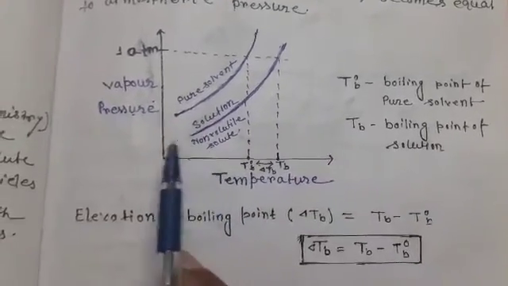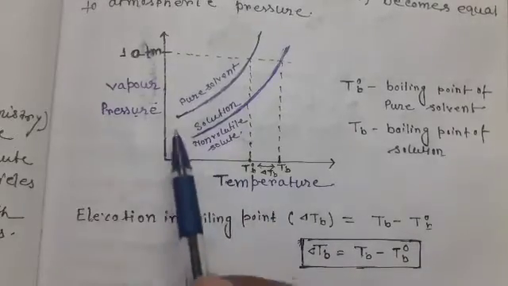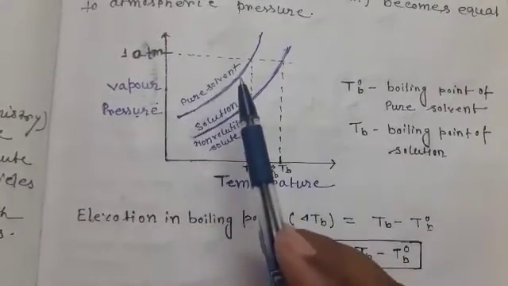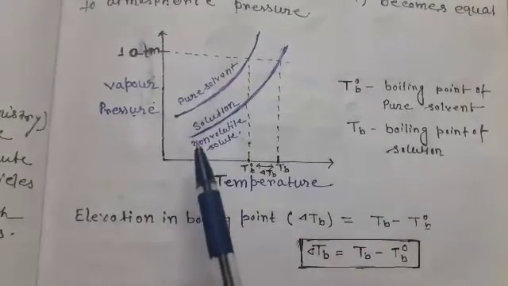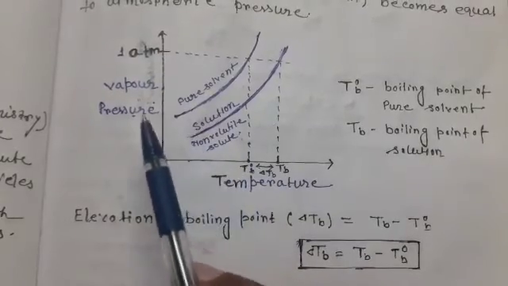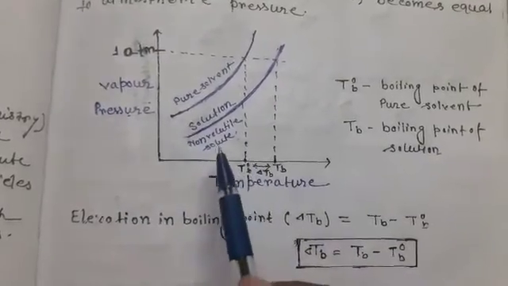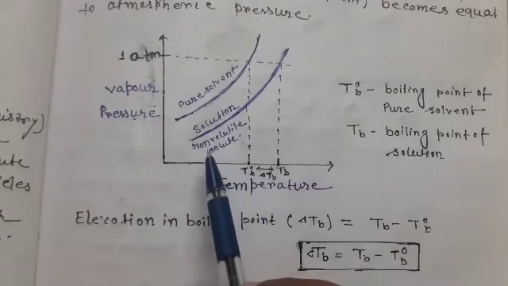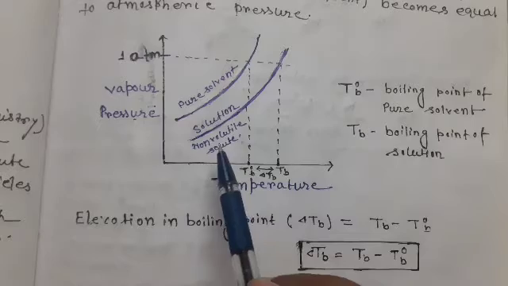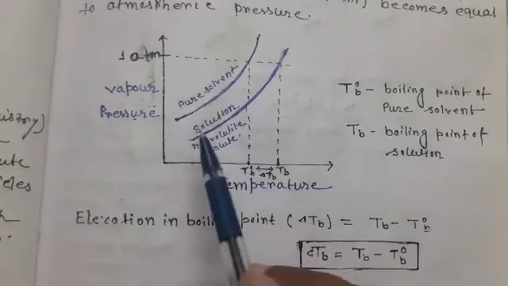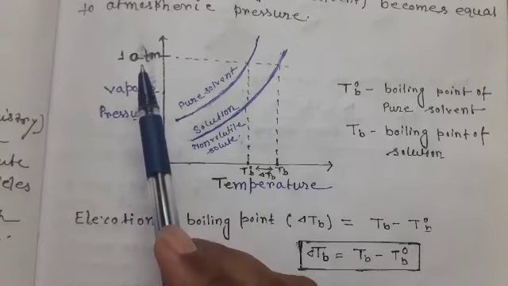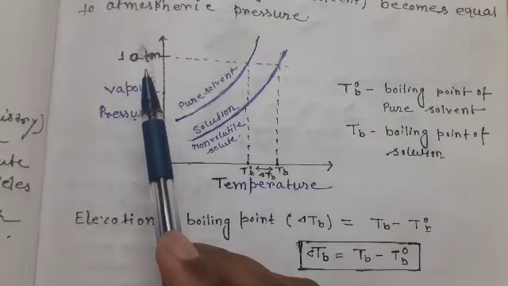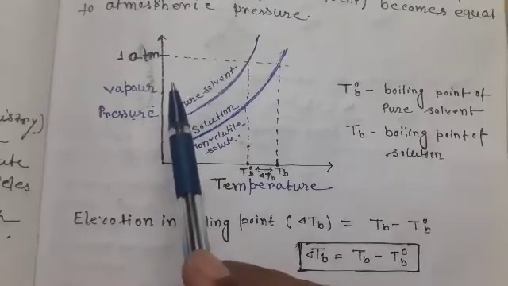Students, see this graph, that is the vapor pressure versus temperature graph. This graph shows the pure solvent vapor pressure. We know that as temperature increases, vapor pressure increases, and this graph shows the solution vapor pressure versus temperature. Solution vapor pressure decreases due to the presence of non-volatile solute, so the solution graph is just below the pure solvent vapor pressure graph. And here 1 atm represents the atmospheric pressure. We know that boiling point is the fixed temperature at which atmospheric pressure and vapor pressure become equal.